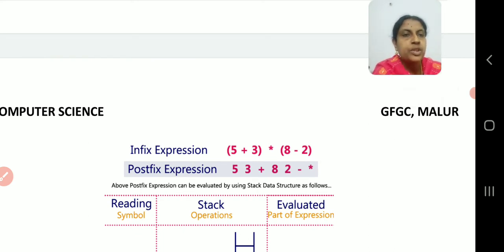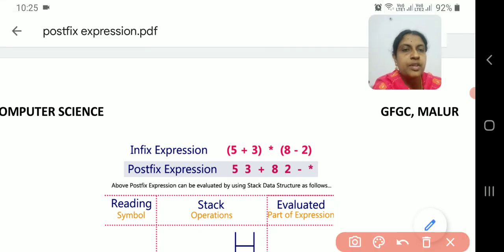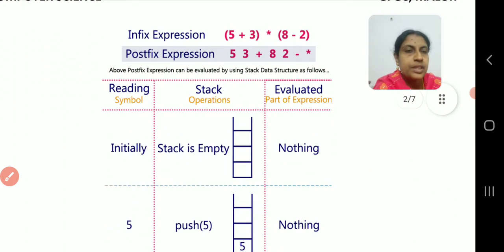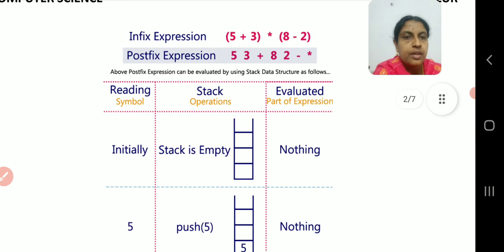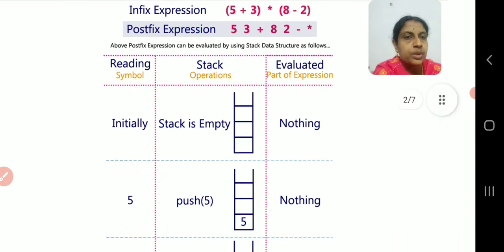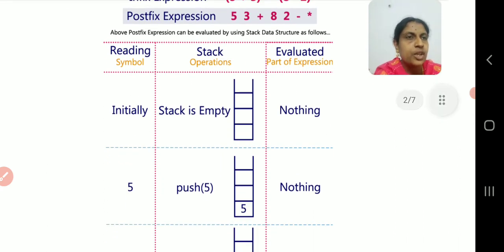So first thing, as per our expression, we need to read from left to right. So 5 has to be read. It is an operand, a value, and a value has to be put in the stack. So we will put it to the stack. See, initially the stack is empty. The first thing you need to read is 5 and you need to push 5 to the stack and nothing is there to evaluate. Okay, no symbol has come.